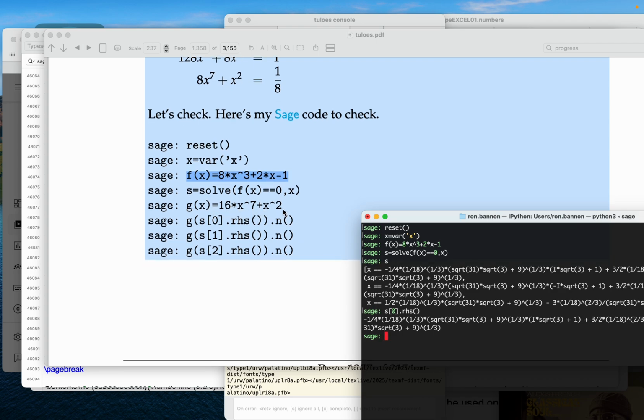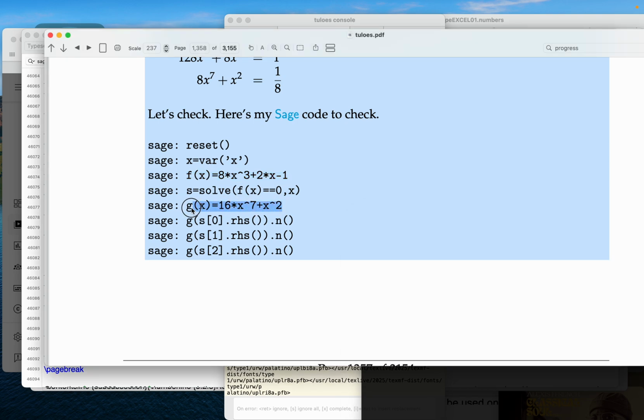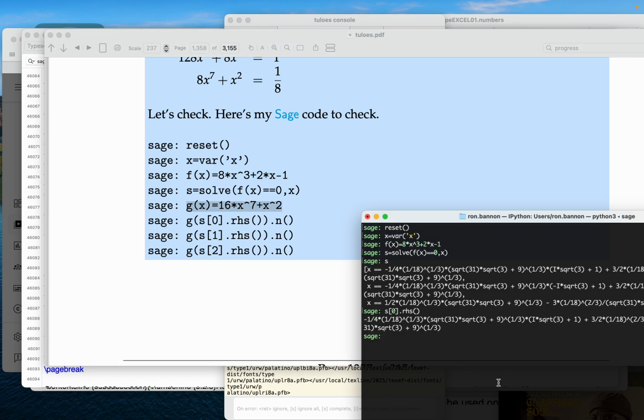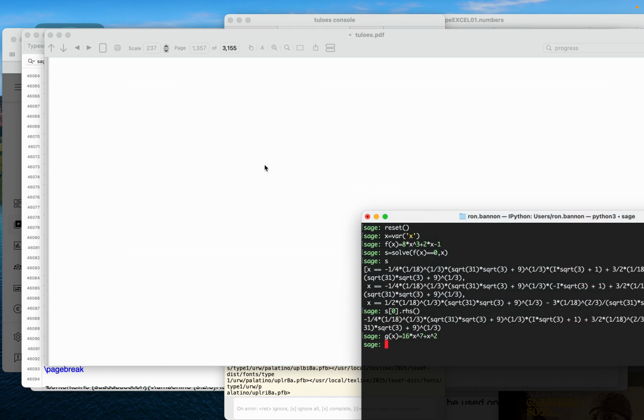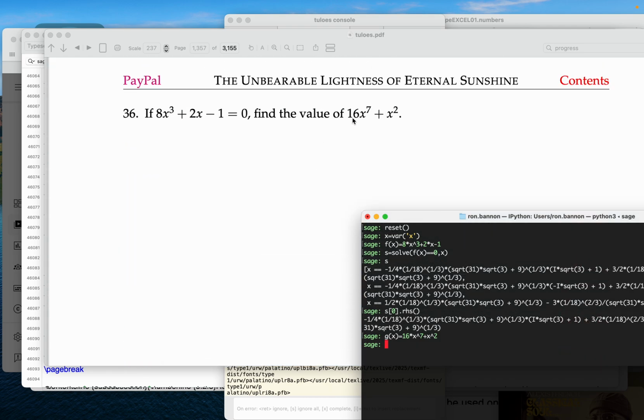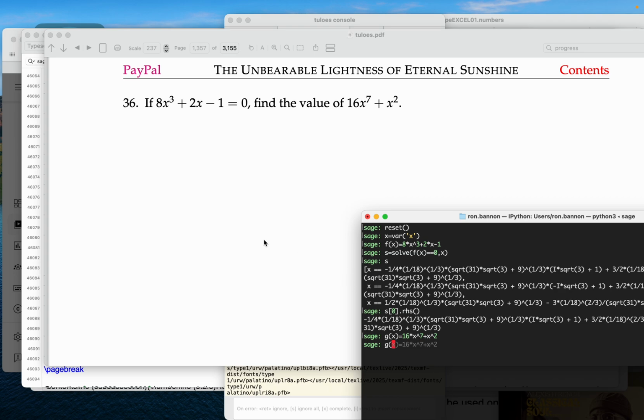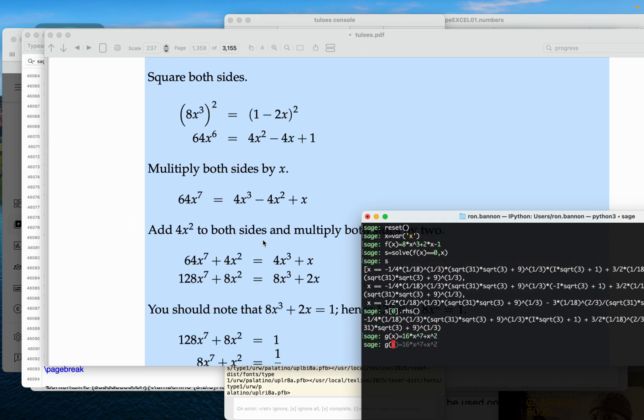And the next line of code is basically taking a new function. I'll call it g of x. I'm going to copy paste, but I'll go back over the notes and explain that to you. And g of x is what they want me to compute. All right, g of x is 16 x to the 7th plus x squared. And what I want to do is evaluate g at those values and see what happens. And you might be surprised that you're going to be confused by that as well. And we'll talk about that.